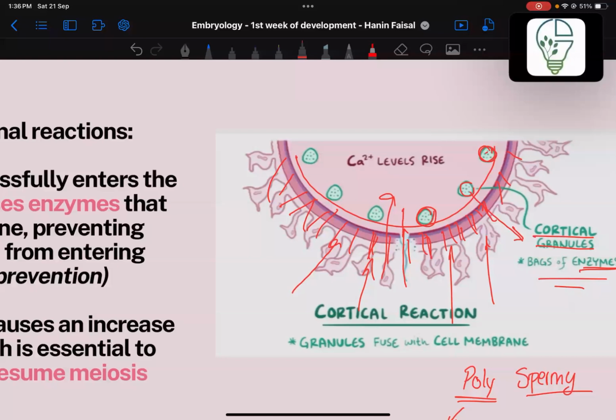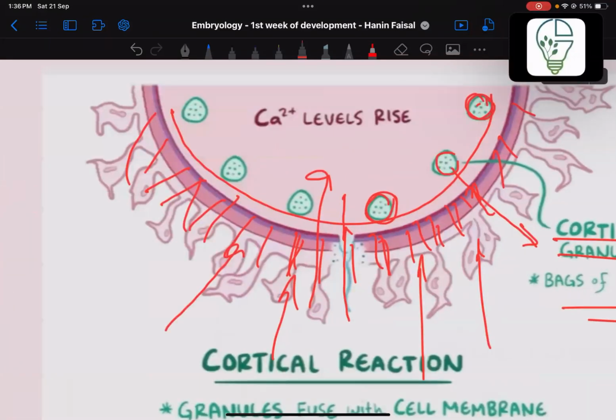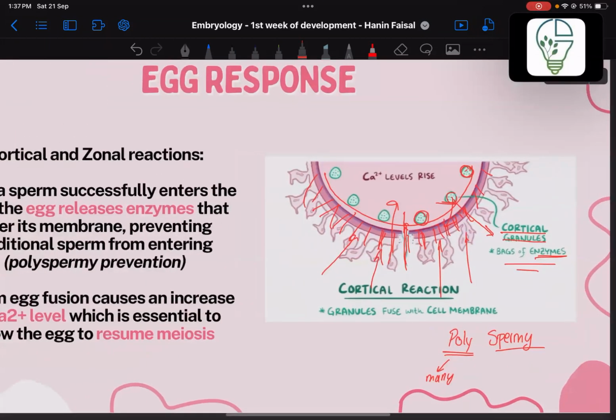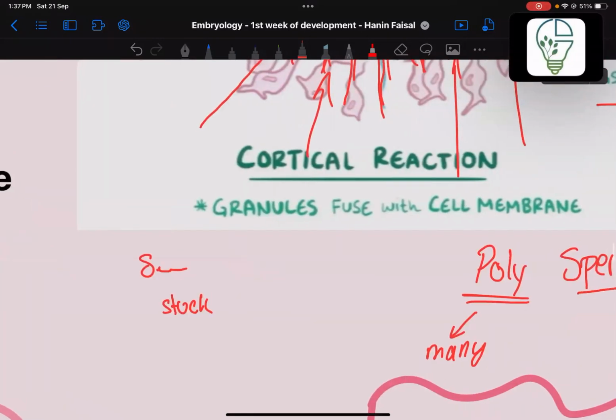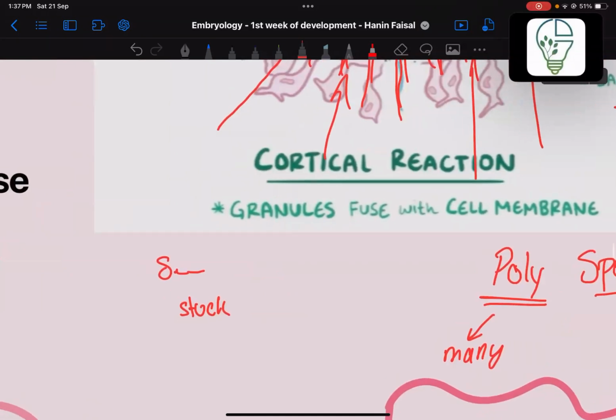Okay, what releases the granules? It's a complicated process. Just know that when the sperms enters, it's going to stimulate or send signals for the cortical granules to rupture, releasing the enzymes. Okay, and from the previous session you took, the secondary oocyte, it's stuck at which phase of mitosis?